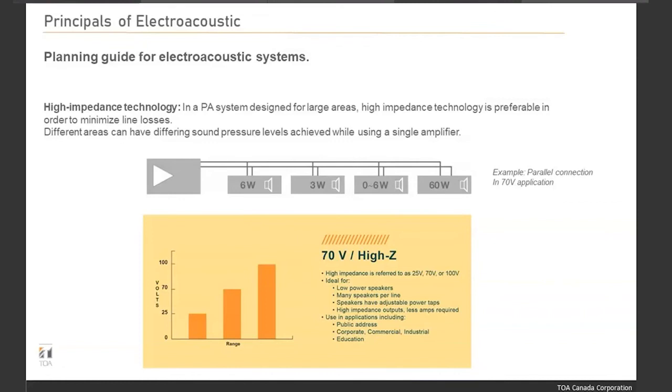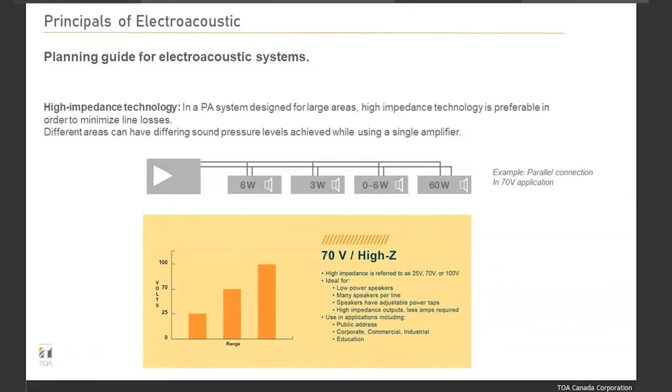Different areas can have differing sound pressure levels achieved using a single amplifier. For example, with these parallel connections, you can have all those speakers tapped at different wattages, as long as you're not exceeding the total wattage of your amplifier. You usually want to have 20% headroom, so total wattage times 1.2 to add 20%, and as long as you're below that, you'll be fine.